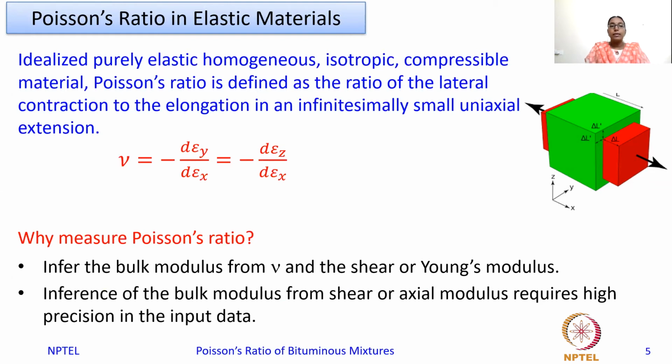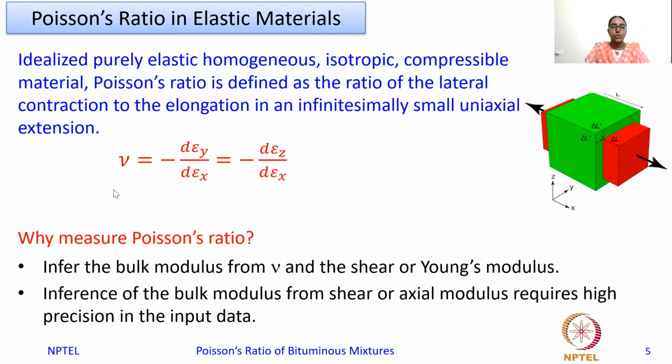So for an idealized, purely elastic, homogeneous, isotropic, and incompressible material, Poisson's ratio is defined as the ratio of the lateral contraction to the elongation when it is subjected to a very small uniaxial extension. As you can see here in this green color box, when you apply a uniaxial tension to this material, it elongates with a contraction in the two lateral dimensions. Here the longitudinal direction is given as x and the other two directions are marked as z and y.